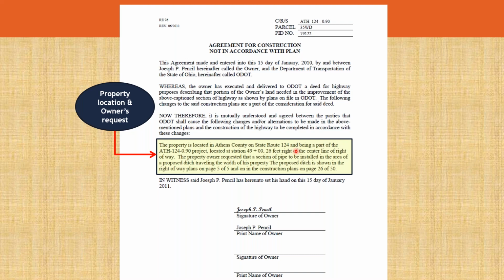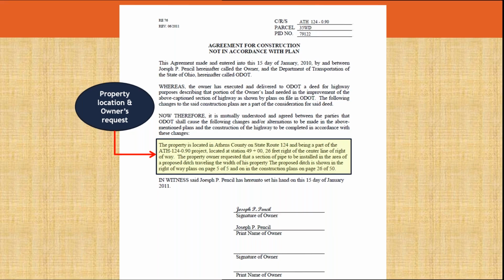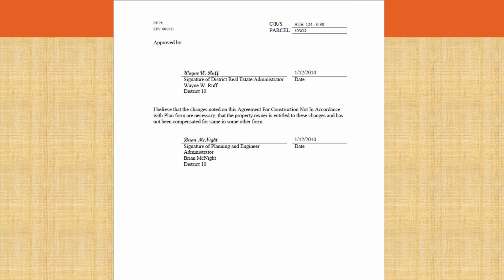And then down here on the second to last paragraph, the property located in Athens County, you'd state the route, perhaps the route section and the exact stationing of where that is, and just a quick description of what the change was. In this case, the owner requested that a section of pipe be installed in the area of a proposed ditch traveling the width of the property. And they also show where that item was located on the right-of-way plans and construction plans. Simply just the second page where the signatures go.